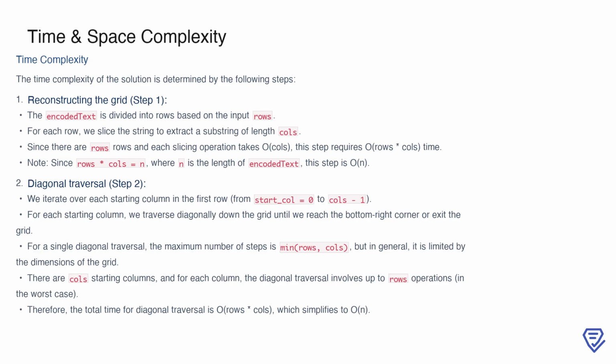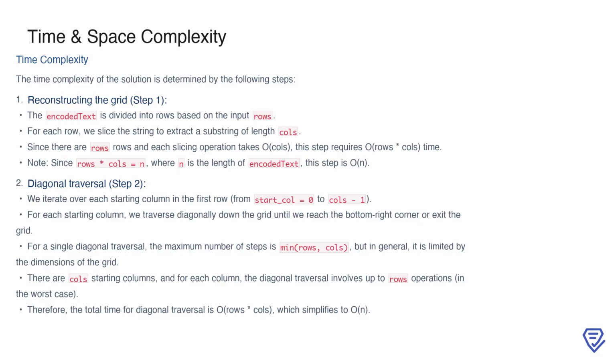The time complexity of this solution can be analyzed by breaking it into distinct steps. First, we reconstruct the grid from the encoded text. This involves dividing the string into rows based on the specified input dimensions. For each row, we take a slice of the string of length cols. Since there are rows and slicing each row takes O(cols) time, the total time for this step is O(rows * cols). Given that the total number of characters in the grid is n, where n equals rows * cols, this simplifies to O(n).